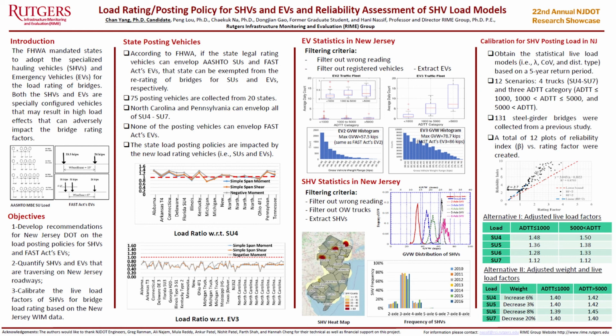and as you can see, from SU4 to SU7, the live load factors gradually decrease, and the variation is relatively large. Because of the large variations, the second alternative was proposed, which is using both the adjusted weight and also the adjusted live load factors. As you can see in the second table, by increasing the SU4's weight and decreasing the SU5 to SU7's weight, the live load factors of all of the trucks remain relatively uniform, which equals 1.4. And this is the end of the poster. Thank you for listening.